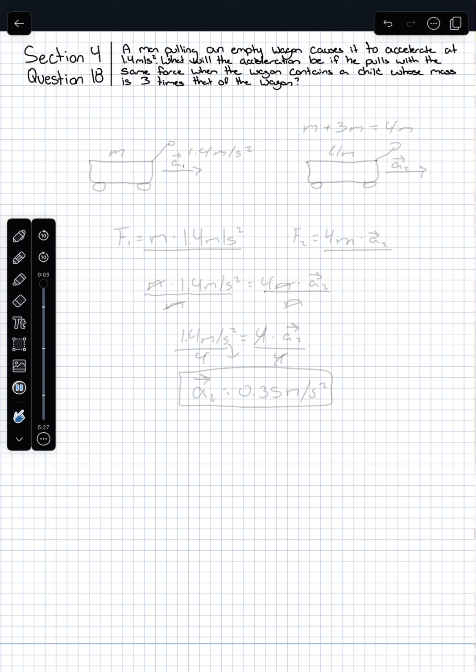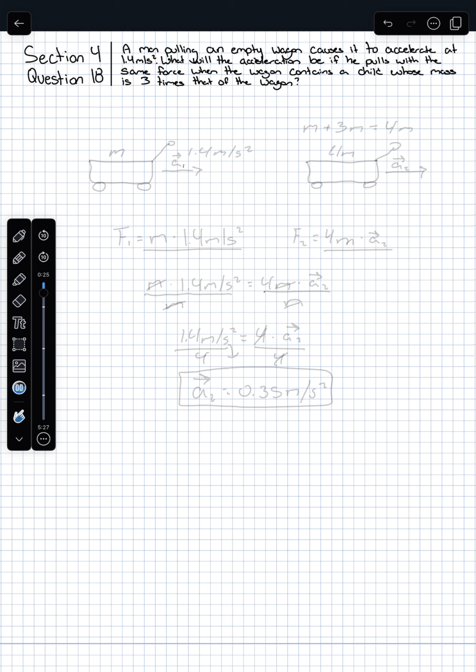Okay, so this is question 18. The question is, a man pulling an empty wagon causes it to accelerate at 1.4 meters per second squared. What will the acceleration be if he pulls with the same force when the wagon contains a child whose mass is 3 times that of the wagon?